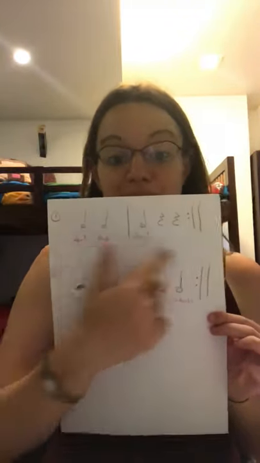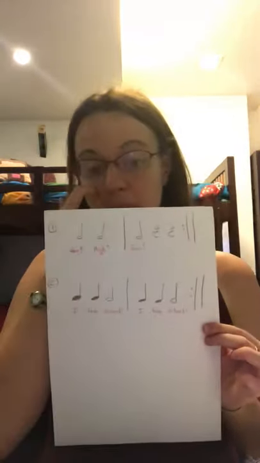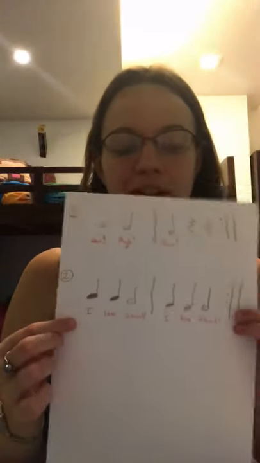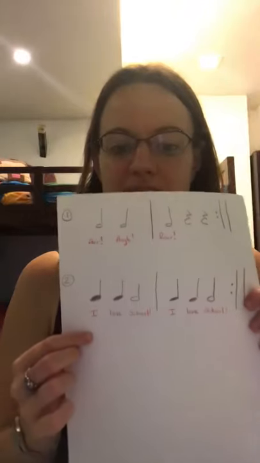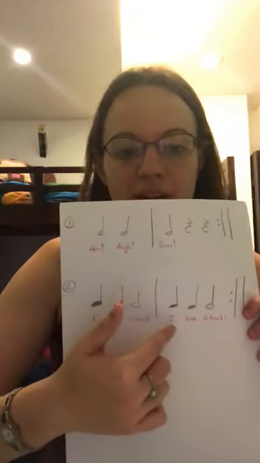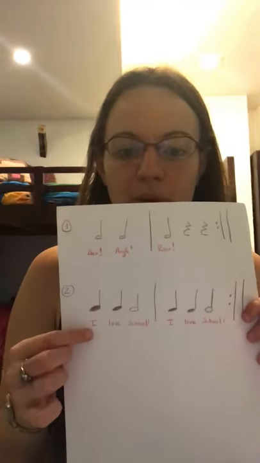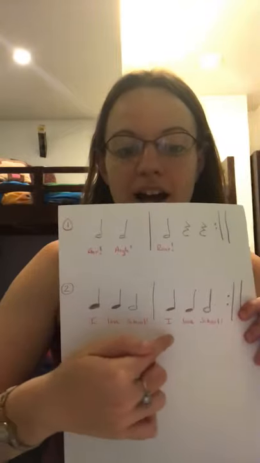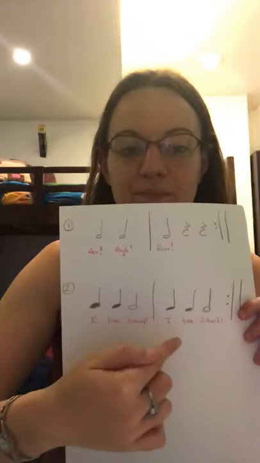Very good. Now, this ostinato, because we're going to put it with a chant, it has words that I've written in red at the bottom. So what the words sound like, the words say, I love school. So if we put the words, I love school, with our rhythm, it'll sound like this. I love school. I love school. So give it a try.